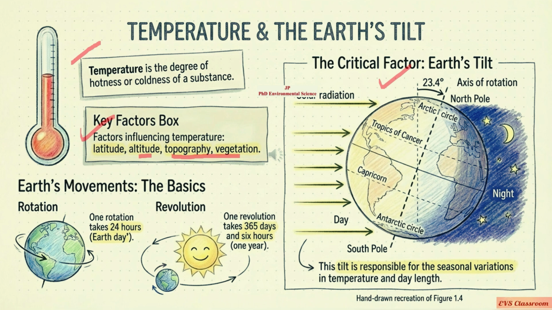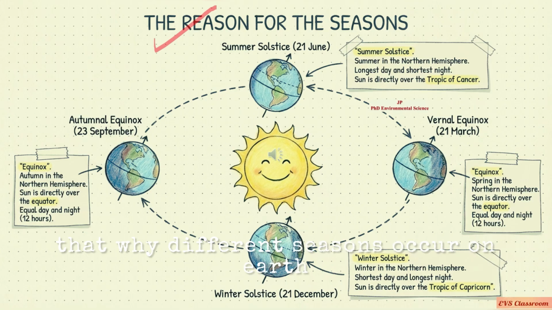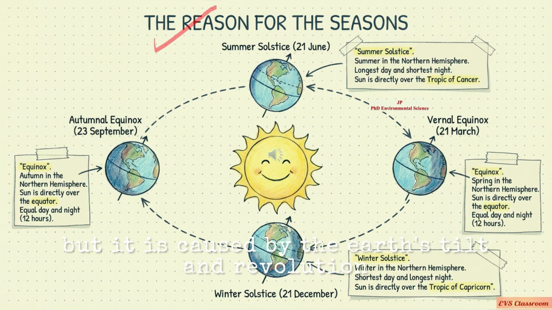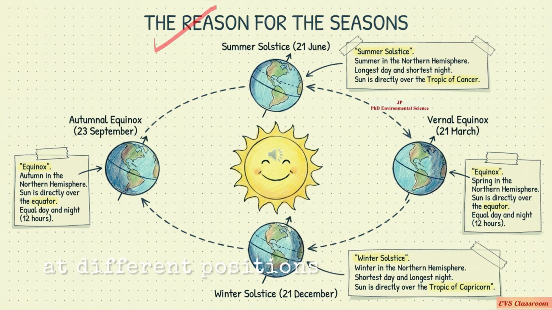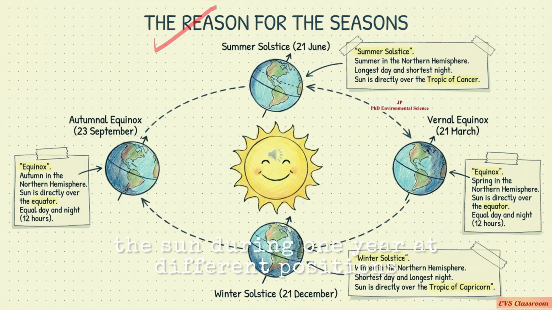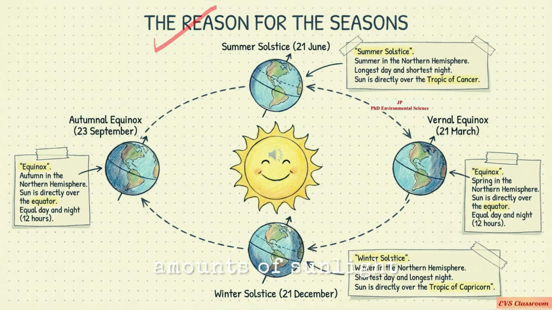Okay, so reason for the seasons. This title tells students why different seasons occur on Earth. Seasons are not caused by distance from the sun, but by the Earth's tilt and revolution. Now you can see the diagram showing Earth at different positions around the sun. This diagram shows Earth moving around the sun during one year. At different positions, different parts of Earth receive different amounts of sunlight.